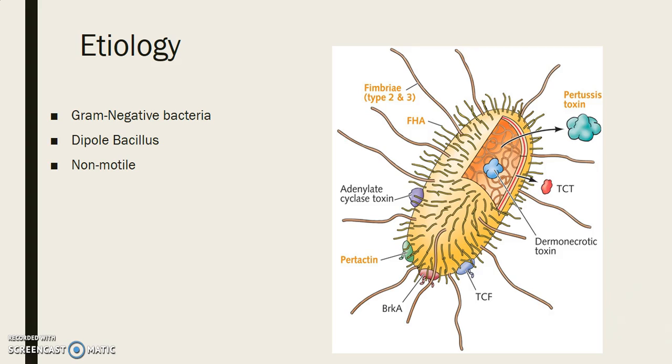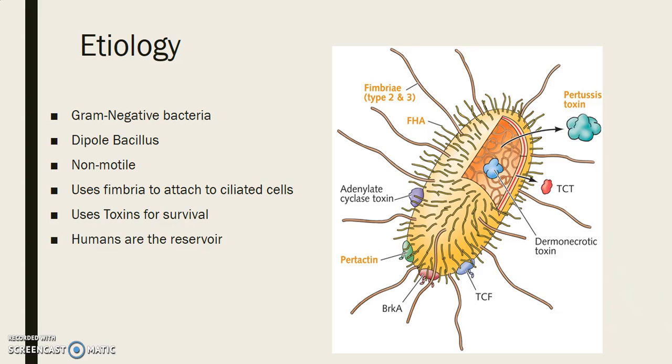It is non-motile. You'll see in the diagram that there isn't any flagella, which is what we would need for it to be motile. So the question is raised, how does it get around? Well, I'll touch on that in just a second. As I said, it uses fimbriae to attach to cells, specifically to ciliated cells. And again, that's on the next slide. Then I'll talk a little bit more about that, and it does use the toxins for survival to kind of create the optimal environment for itself.